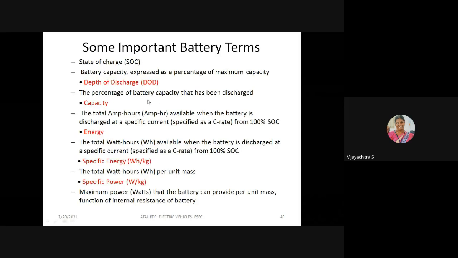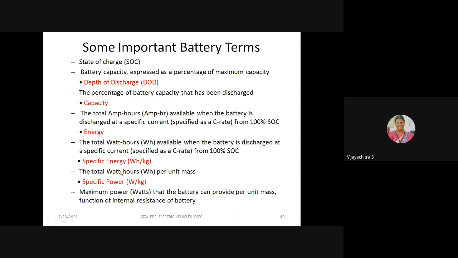And next is the percentage of battery capacity that has been discharged. It can be represented by the term capacity. So what will be the capacity of the battery? How much percentage of the battery is available? We have to ensure that. And the total ampere hours available when the battery is discharged at a specific current from 100% SOC is called this. And the next one is total watt hours, which is available when the battery is discharged at a specific current from 100% SOC.